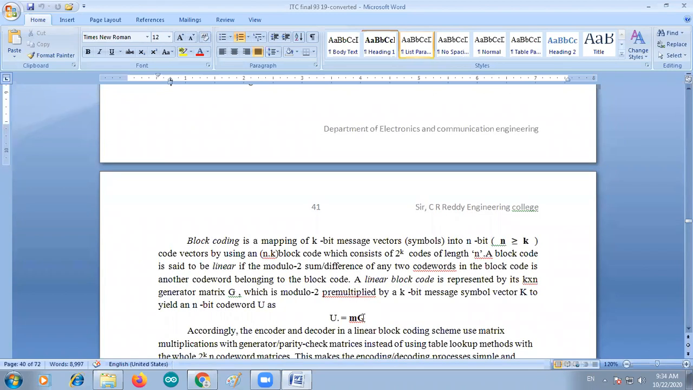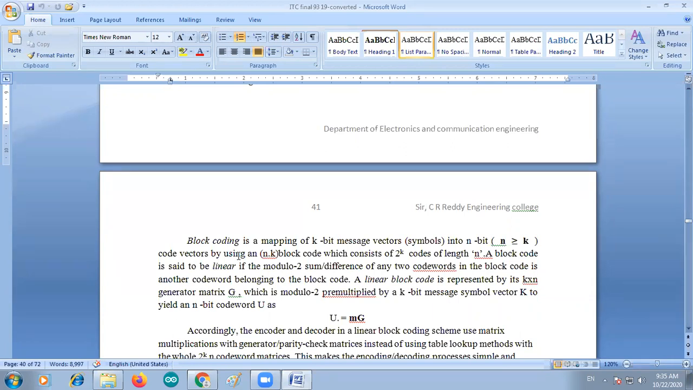Now you can see the linear block code. There are k message vectors, and n code word vectors. So absolutely the code word vectors are greater than the message vectors. That principle is involved. So you have a mapping between n and k, where k is the message vectors and n is the code word vectors. The block code is the mapping of k to n.